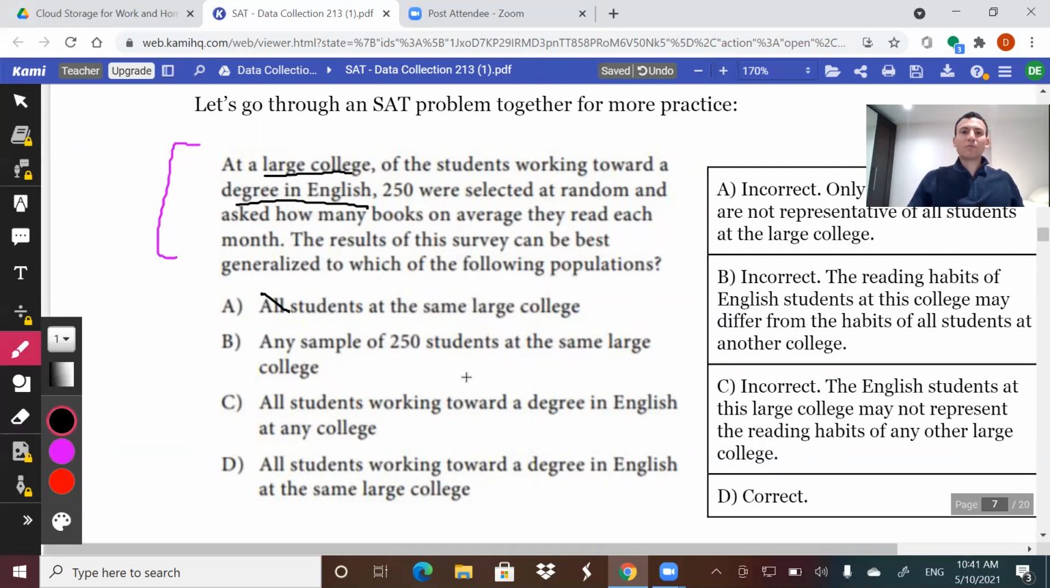Again, no, because it can't be any of the 250 students. We grab just English degree students. All students working toward a degree in English at any college. Well, not any college. If we wanted to reflect any college, we would have had to grab 250 students from across different colleges. All students working toward a degree in English at the same large college. Yep, because our sample is English, and it's from that specific college. So that's what we can project our sample out towards.